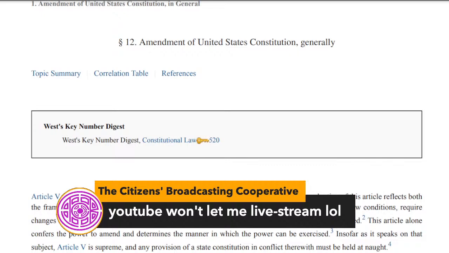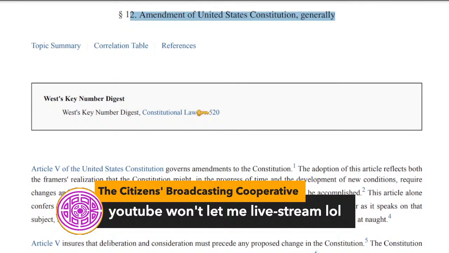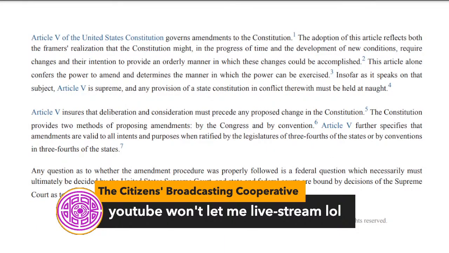Amendment of the United States Constitution generally, so the amendment process. Article 5 of the United States Constitution governs amendments to the Constitution. The adoption of this article reflects both the framers' realization that the Constitution might, in the progress of time and in the development of new conditions, require changes, and their intention to provide an orderly manner in which these changes could be accomplished.